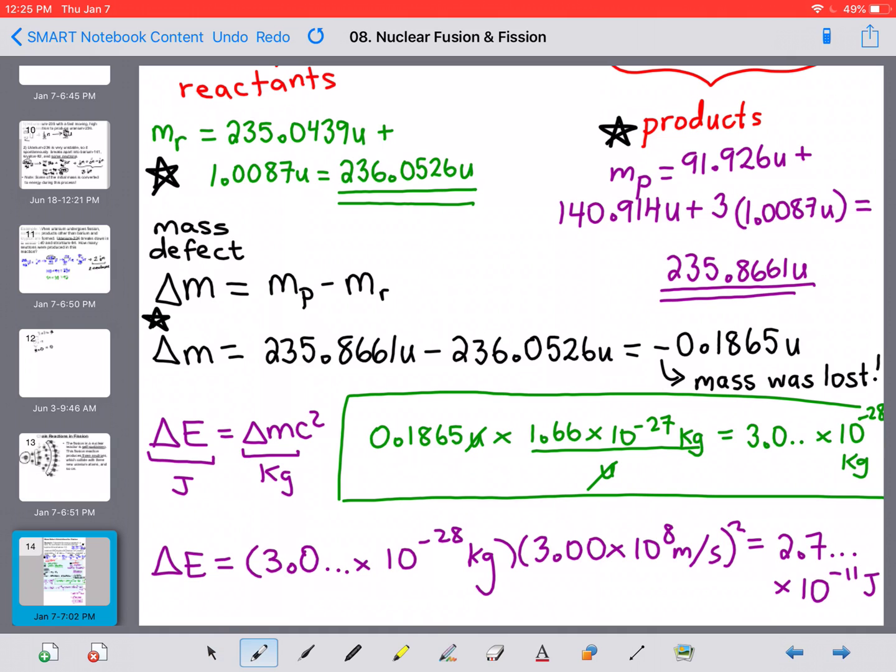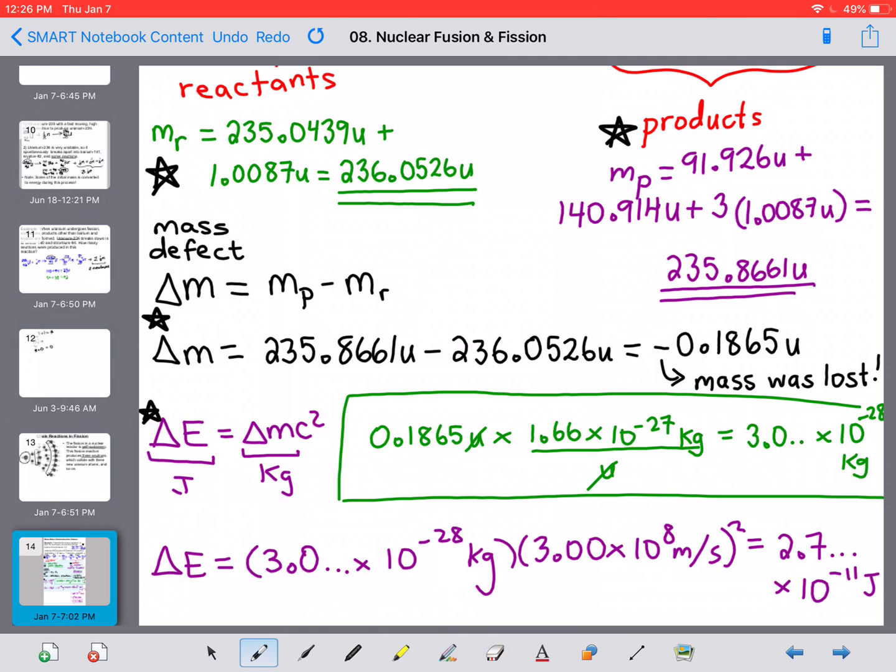And to turn mass into energy, you use Einstein's E equals mc squared formula. But please remember when you use this formula that whenever you use it, E is always going to be measured in joules, and delta m, which is the mass defect, always has to be measured in kilograms. When I was calculating the mass defect, I was working in units of U.